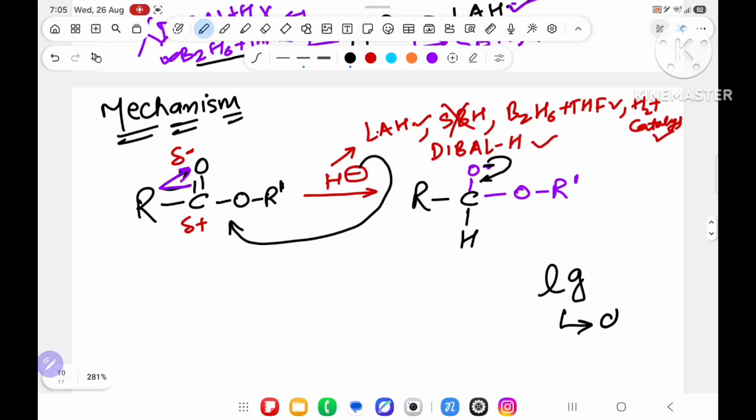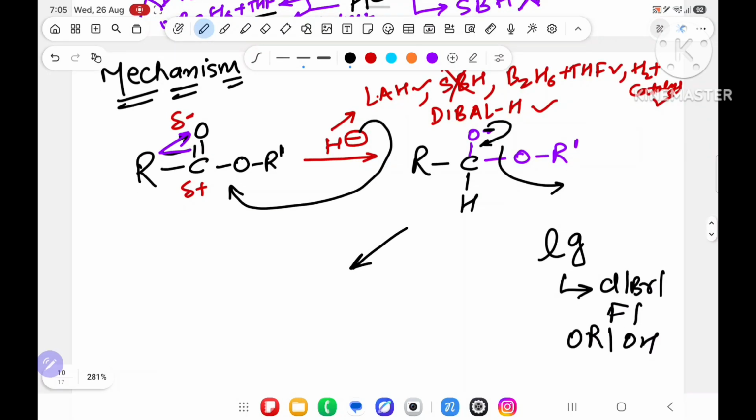What is a leaving group? Like Cl is there, like Br is there, like F is there, like OR is there, like OH is there, some leaving group. So it will come back and the group will leave. Once it leaves, what do you get? R, C, double bond O and one hydrogen, and R dash O minus will be outside. Any problem? No, sir.